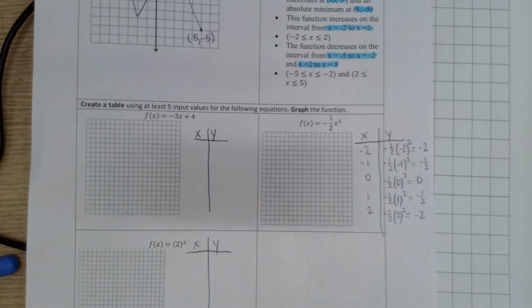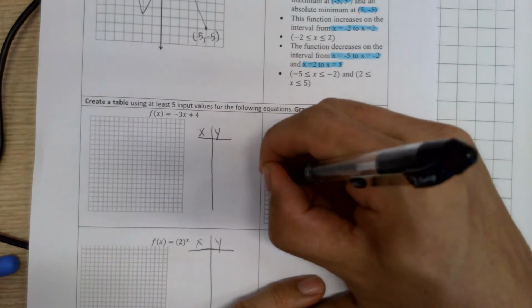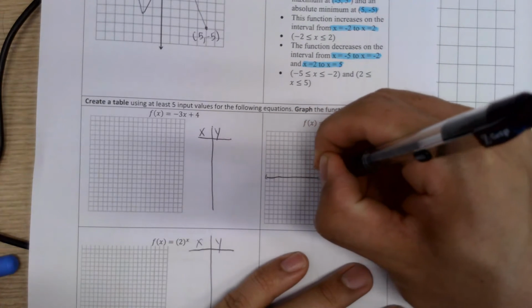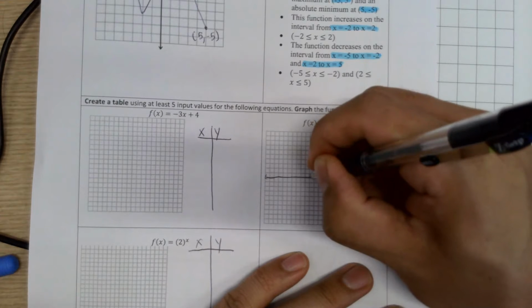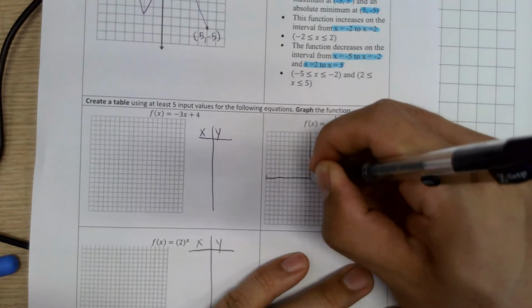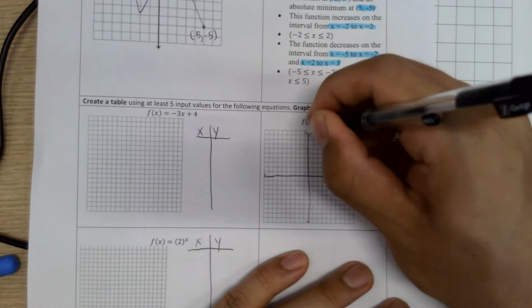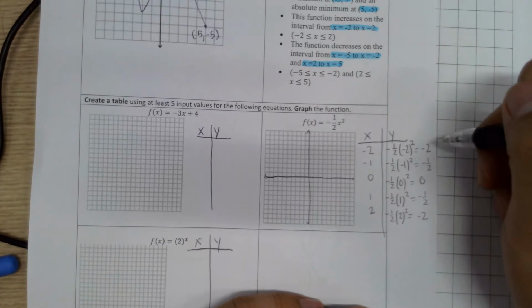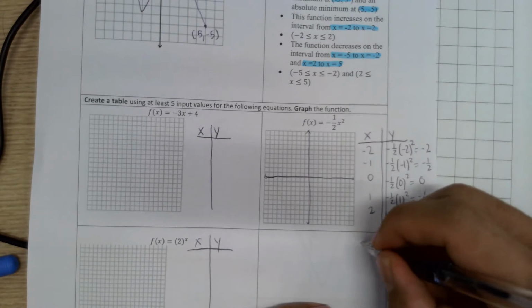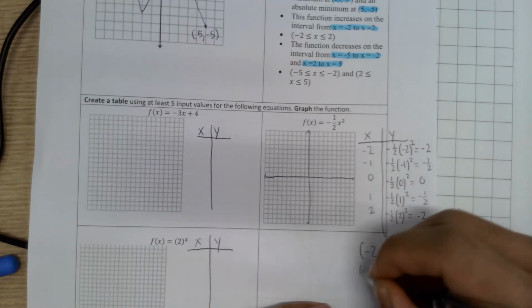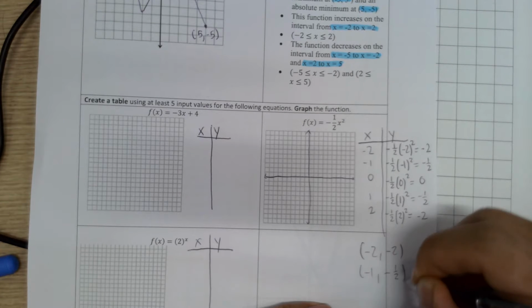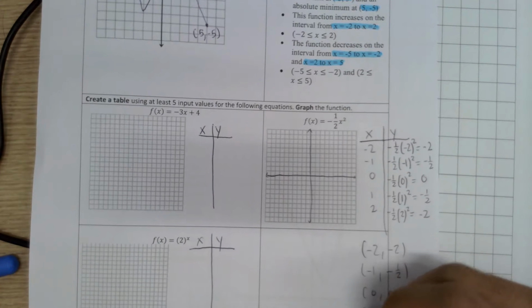So I can go ahead and graph this. I can just make a normal graph here. Okay, so I'm going to plot this. I have the different points. I have -2, -2. I have -1, -1/2. I have 0, 0. I have 1, -1/2. And I have 2, -2.